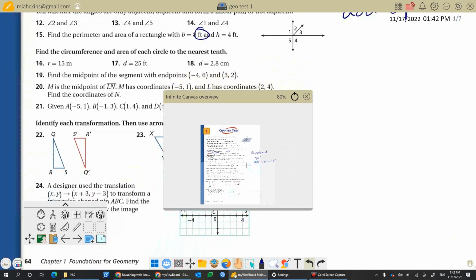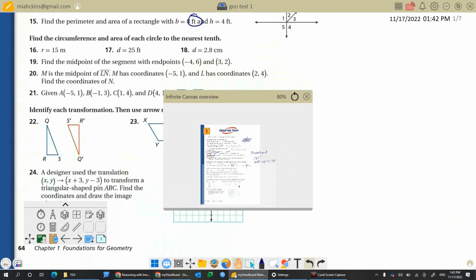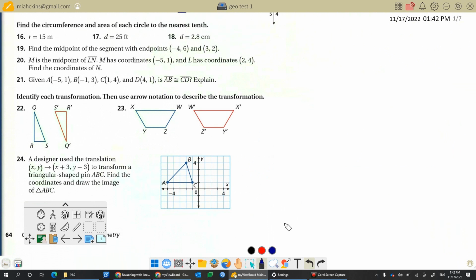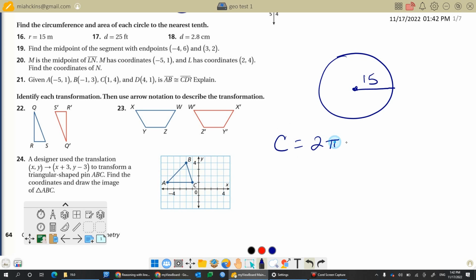And so then we're on to question 16. Find the circumference of a circle to the nearest tenth. So we happen to have a circle here, and we're given the radius of 15. And so then what's the equation for circumference of a circle? Circumference is 2 pi r. So what do we do with this r? We're going to substitute it into our equation.